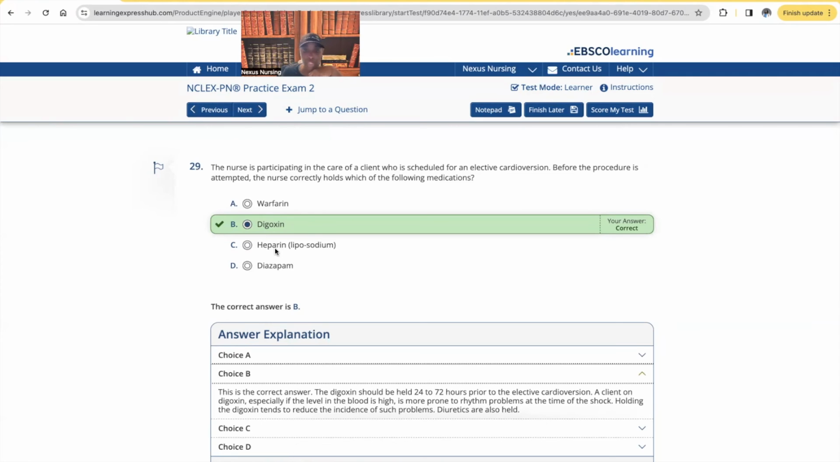We don't want this patient to throw a clot, because the last thing we want is for that clot to get dislodged, go straight to their brain, and the patient has a stroke, right? So we're not going to hold the warfarin or the heparin, okay? That patient's going to be on anticoagulants. I promise you that. We're not going to hold that.